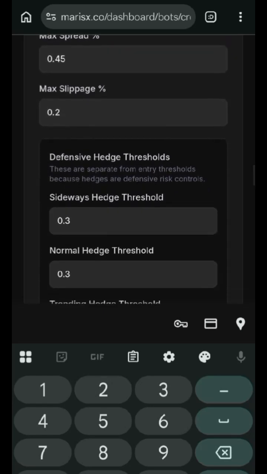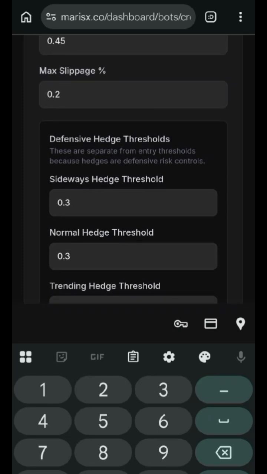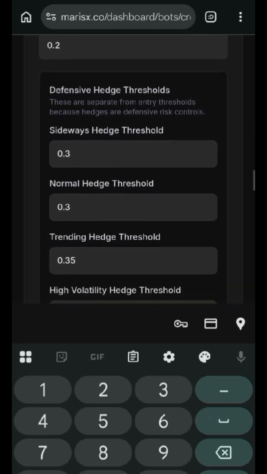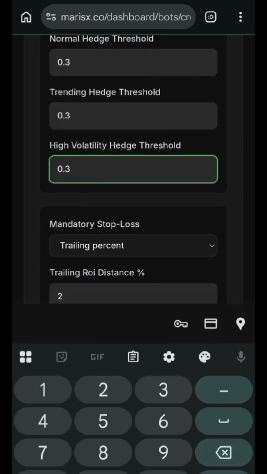And then hedge threshold, how do you want the bot to score the hedge entry before it enters? Now remember that this hedge entry is for it to also sustain the main entry, so it doesn't have to be too strict like the main entry, so that the bot can easily enter, especially when the market is going sideways, that is not going in your direction. So for this, we leave it at 0.3, sideways 0.3, normal 0.3, trending 0.3. In fact, leave everything at 0.3.